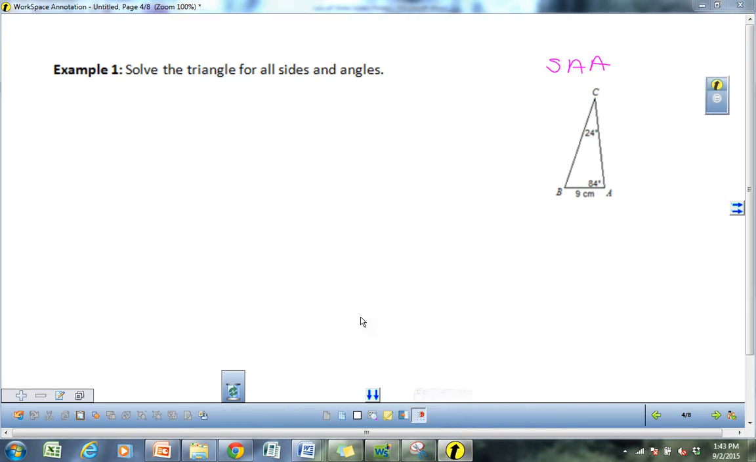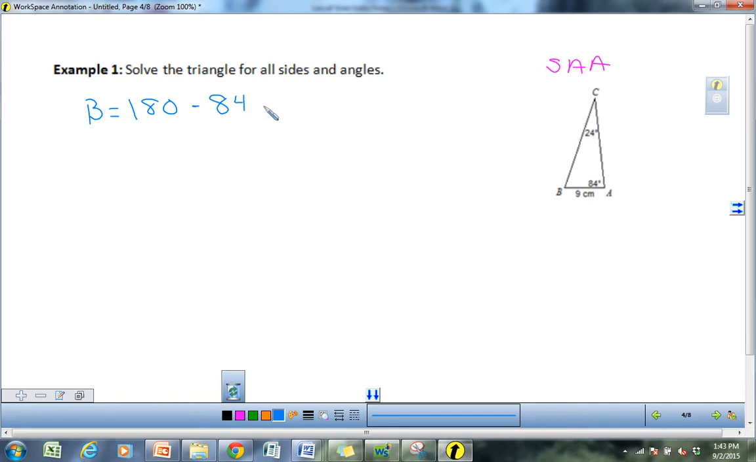Okay, so where were we? We have a side angle angle triangle, so that means that we can do law of sines. It's not a right triangle, so we can't do SOHCAHTOA. But we know how to find angle B first. So all angles of a triangle add up to what again? Good, 180. So 180 minus 84 minus 24 is going to give us angle B. That gives us 72 degrees.